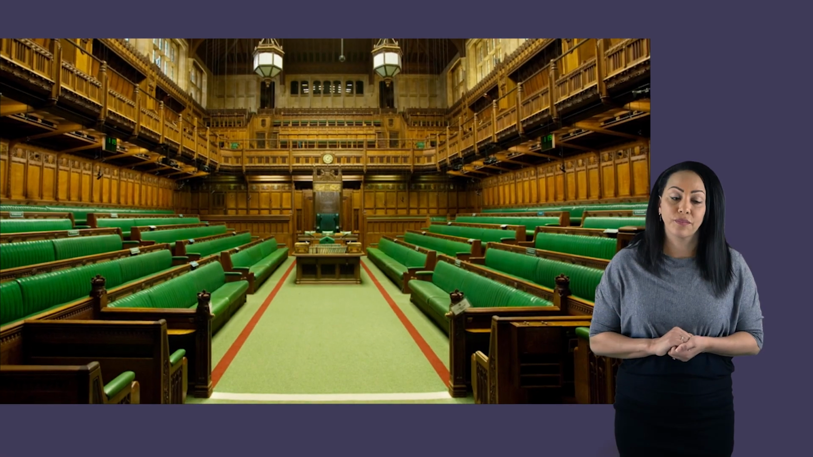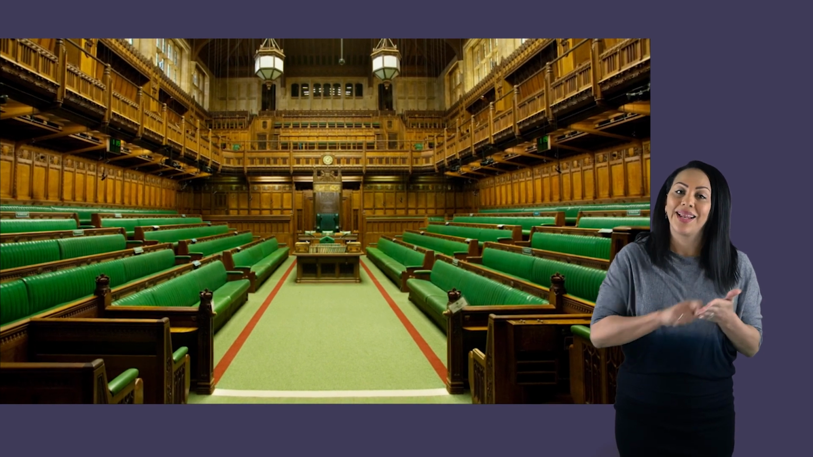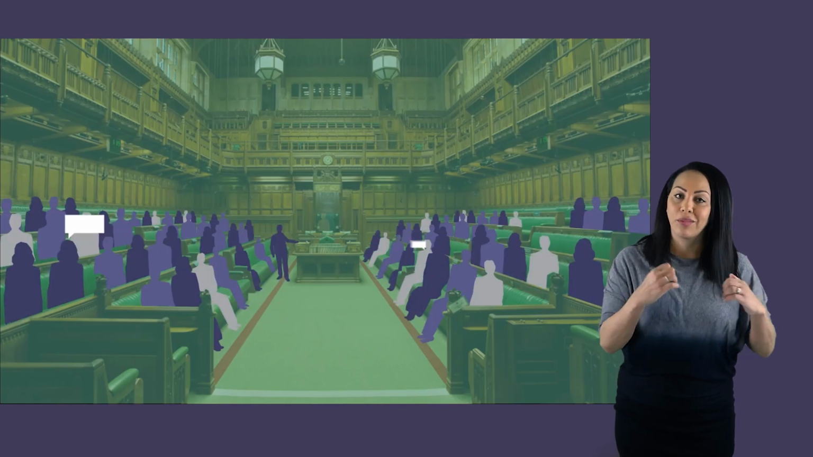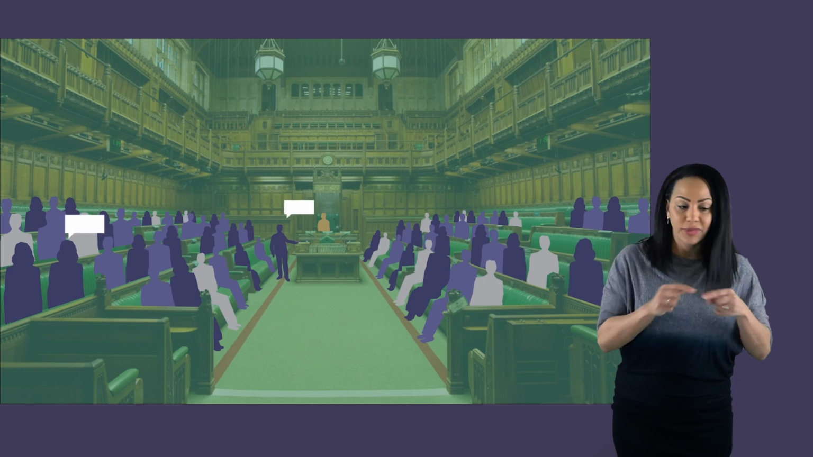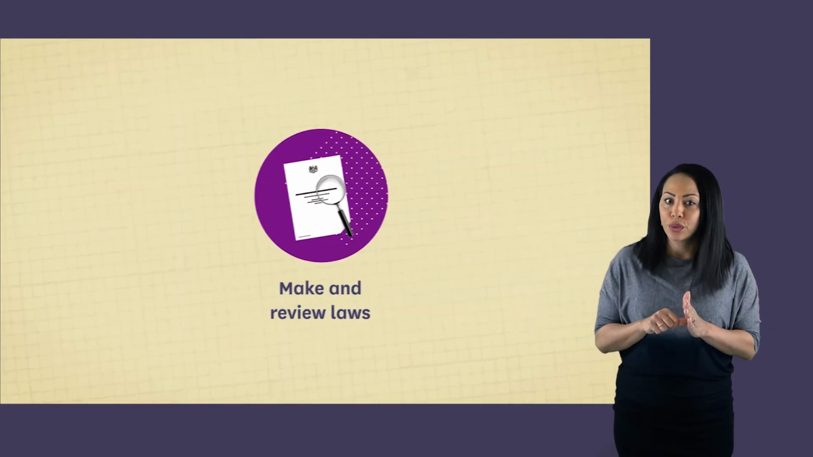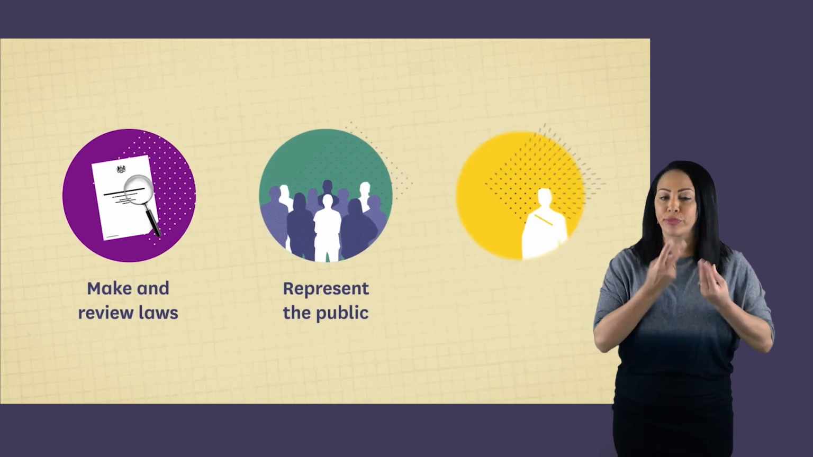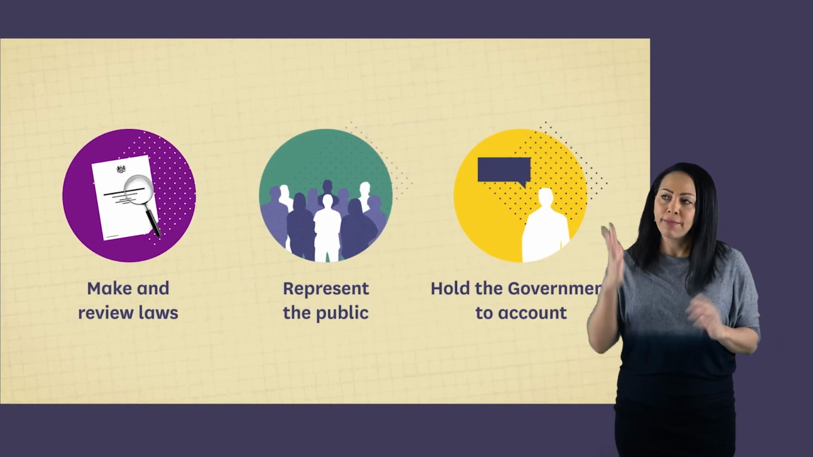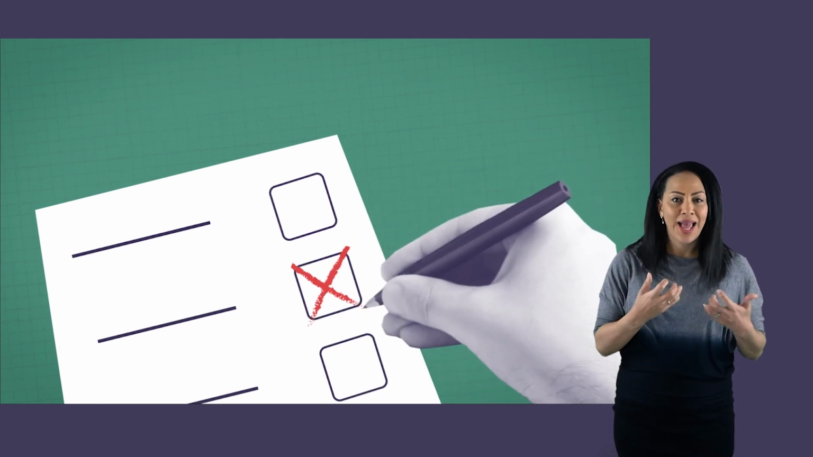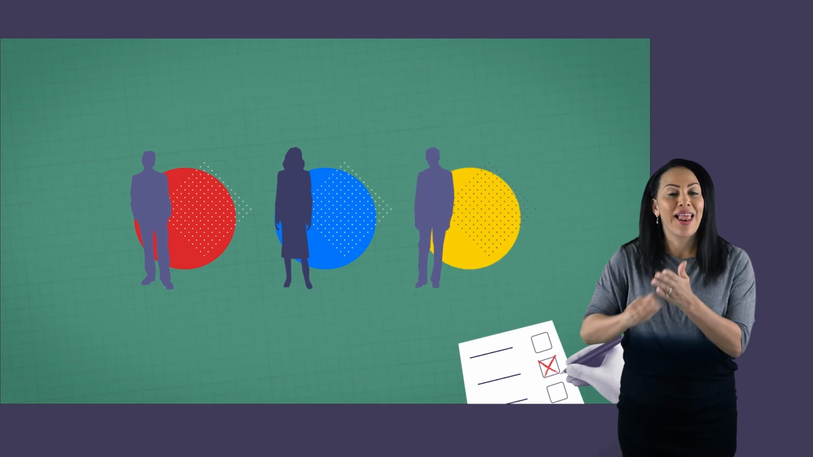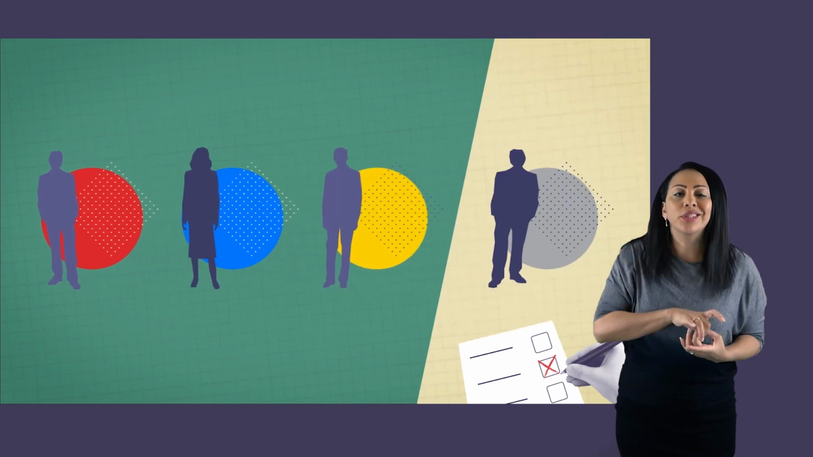The House of Commons is the elected chamber of UK Parliament. Here, members of Parliament, known as MPs, debate important issues, make and review our laws, represent the public, and hold the government to account. Members of the House of Commons are elected by the public during a general election.